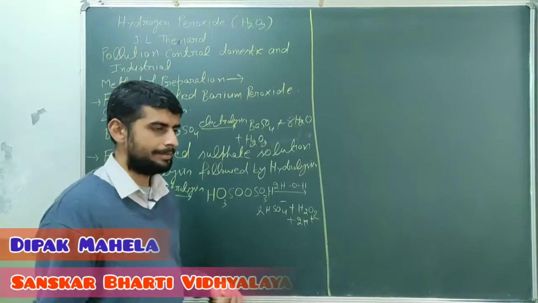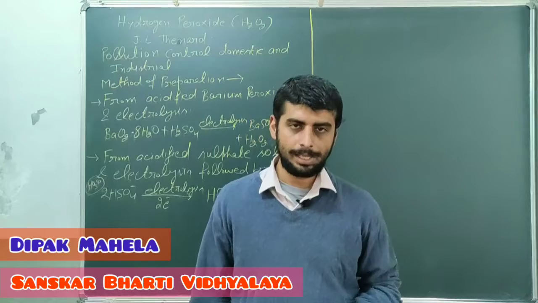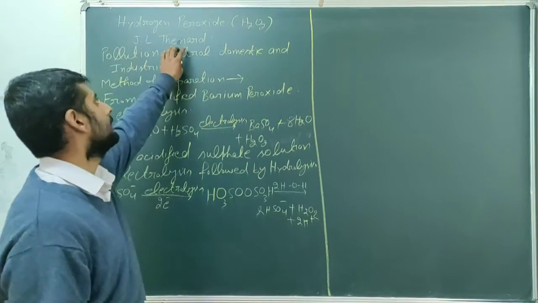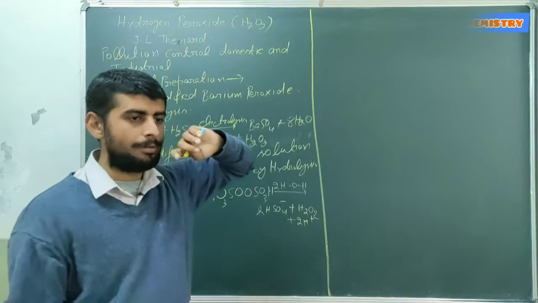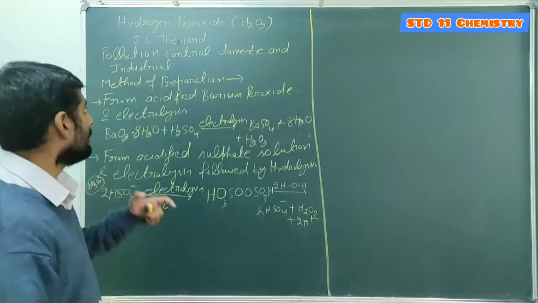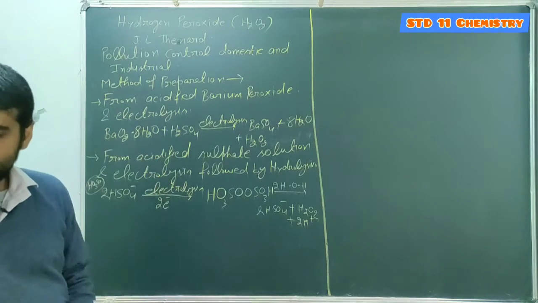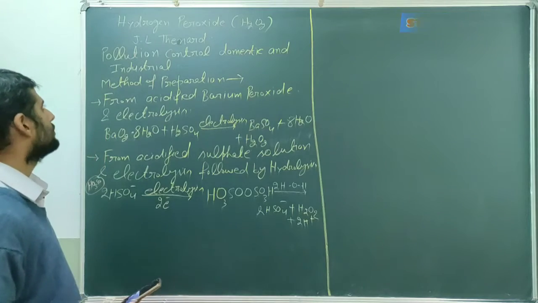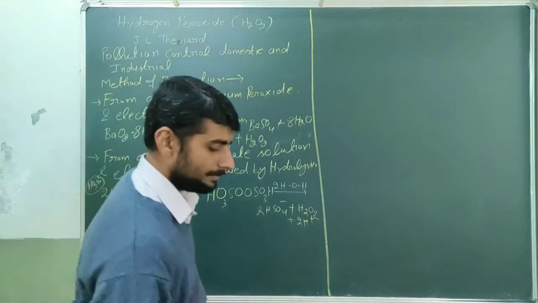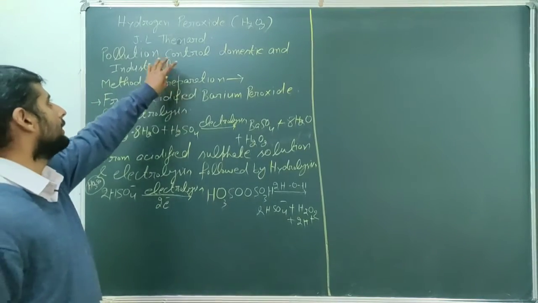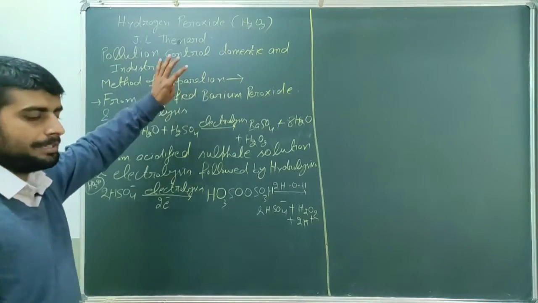H2O2, hydrogen peroxide, and we will complete it today. The first is J.L. Thenard. So he worked on this H2O2. So H2O2 is used, students, for pollution control, in domestic as well as in industrial settings.